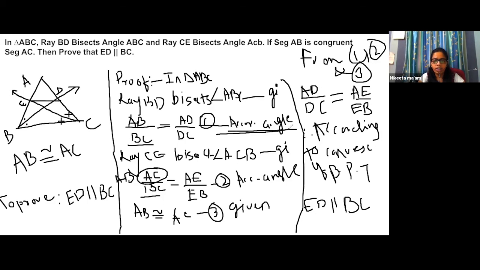Here write down a complete sentence: according to the angle bisector theorem. Here also write properly, according to the angle bisector theorem. Here write down given properly. Here also given. And in this case, write down properly, according to the converse of the basic proportionality theorem. Please don't make mistakes while writing. This is very important.